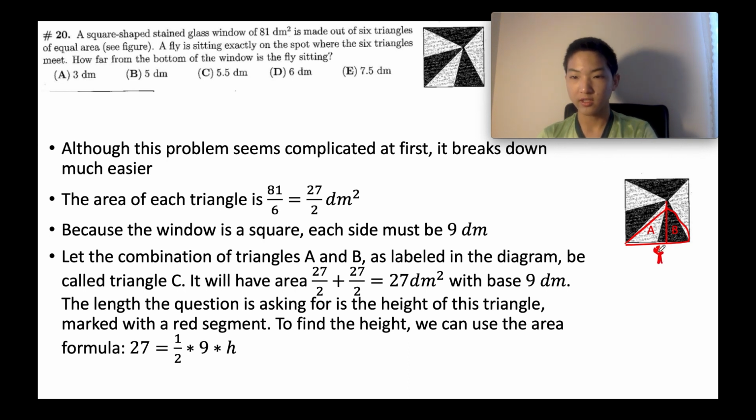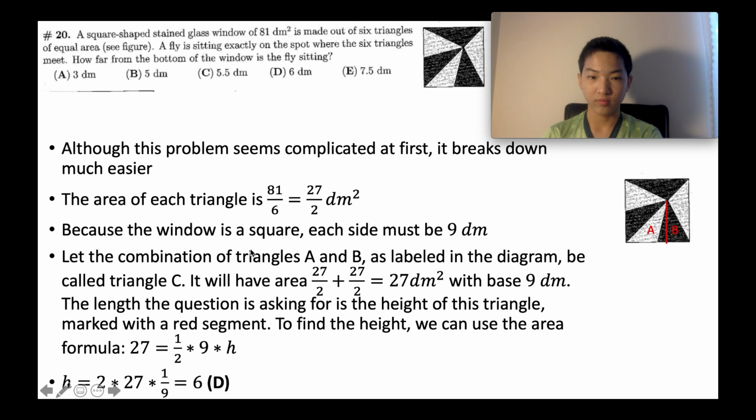So it's the height because we have this point here, which is what the question is asking for. And it's asking for how far above the bottom of the window. This is the bottom of the window. So then this height, let's just call it h, will just be what the question is asking for. So to find this height, we can just use the area formula for a triangle. 27, which is this triangle's area, is equal to 1/2 base, which is 9, times h, the height. And then we have height is equal to 6, which would be D.